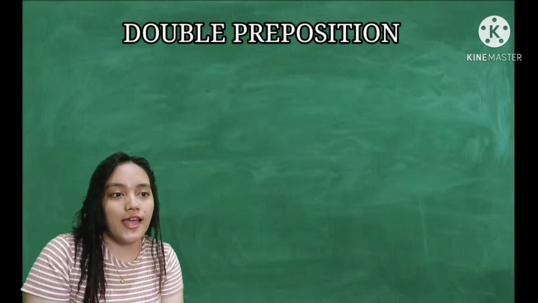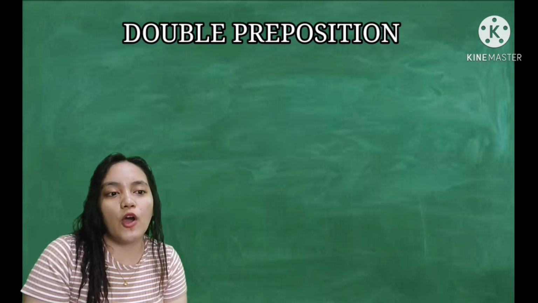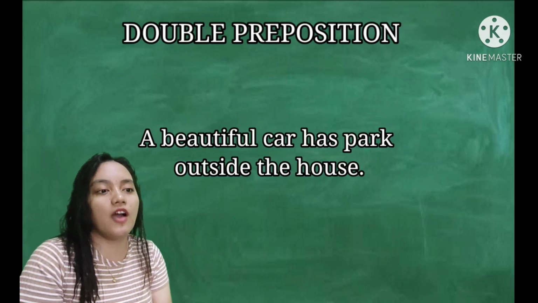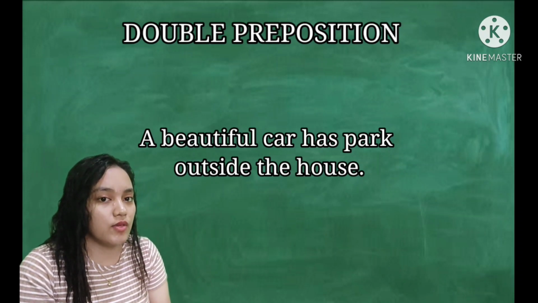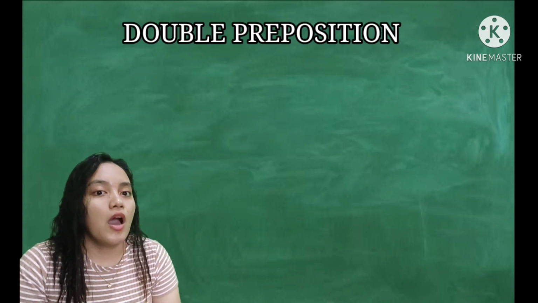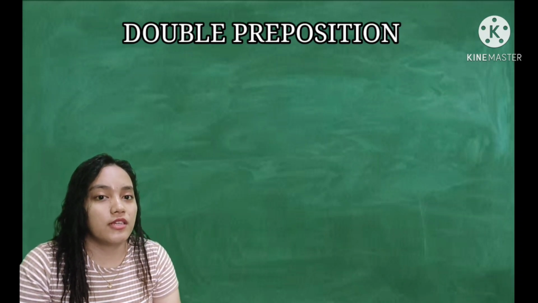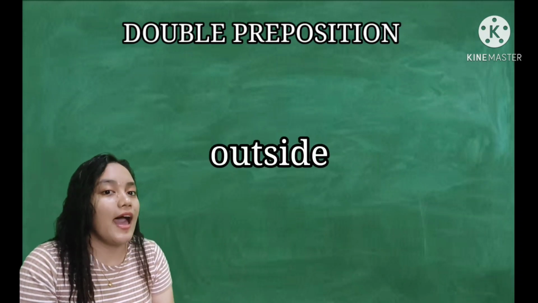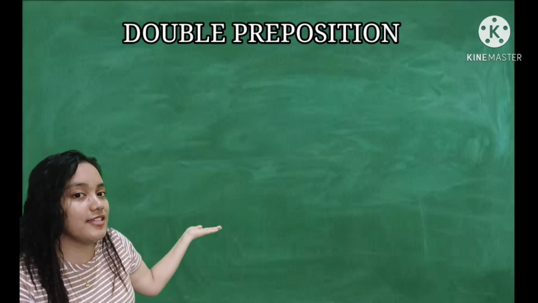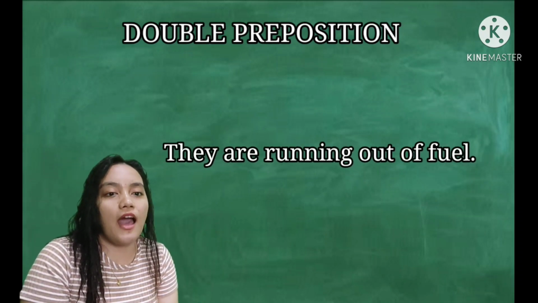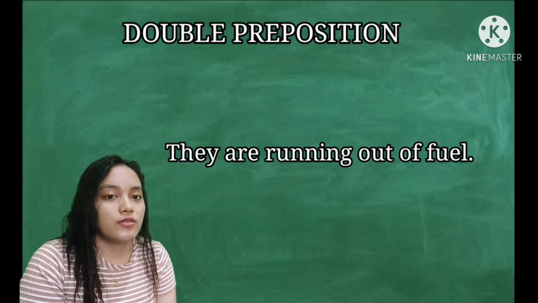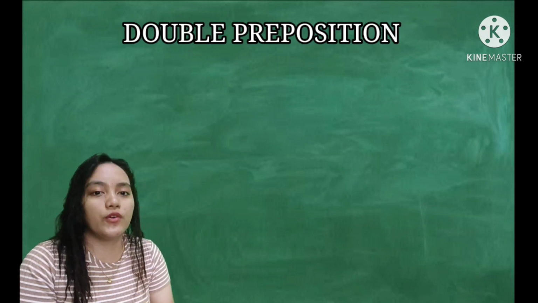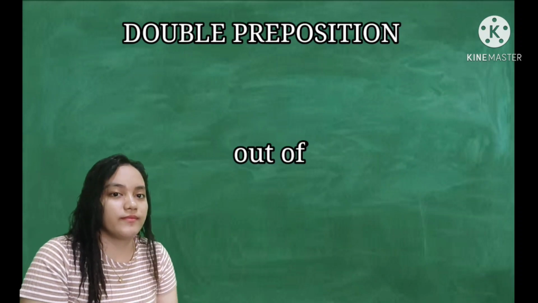So now, let us define which is the double preposition in the sentence. First, a beautiful car has parked outside the house. So can you determine what double preposition is in the sentence? Very good. The word outside. So this is the second example. They are running out of fuel. So, what is the double preposition? Very good. The word out of.